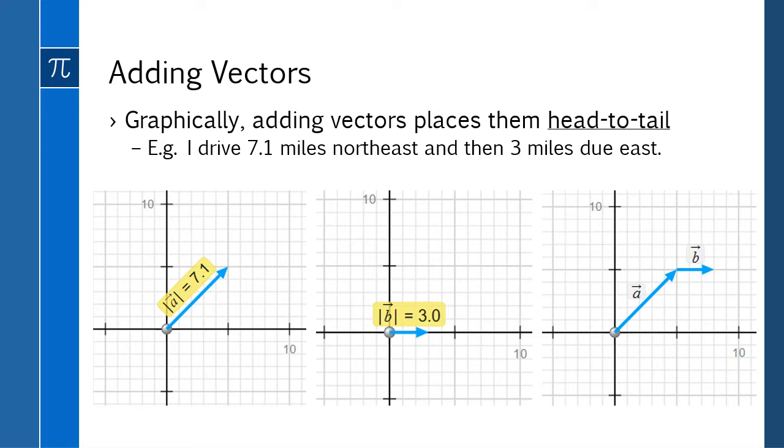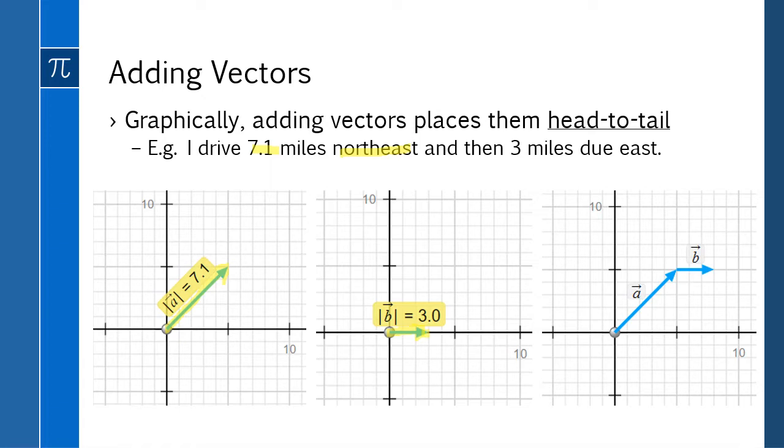So the first vector represented here is 7.1 miles with the direction to the northeast, and you can see that represented here. It has a length of 7.1 and a directionality northeast. And then you go 3 miles due east. So this would have a length of 3 and a direction straight to the right, straight to the east if you were looking at a map.